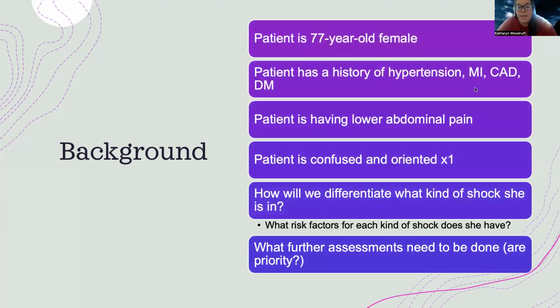So far we have this lady, lower abdominal pain, confused, only oriented ×1, coming in. So it says what further assessments need to be done and what's priority. So with this patient, obviously we want to do a full head to toe, but what's going to be most important? How are we going to get to the bottom of the problem? Well, I think first I want to get some vital signs, see, is she actually in shock? How's her perfusion status? How are her hemodynamics? Based on her lower abdominal pain, a lot of times that's how older women present with a urinary tract infection. So maybe some urine studies or seeing if there's anything abnormal in her urine.